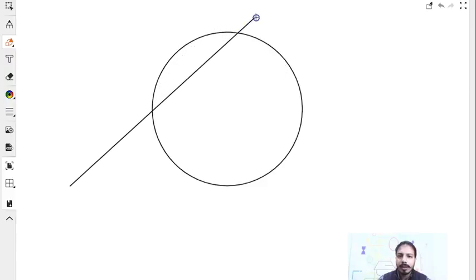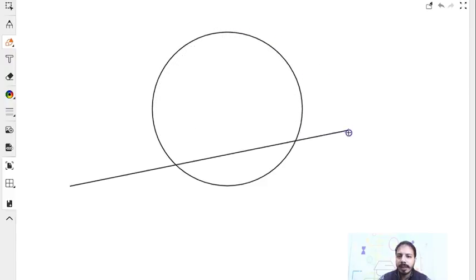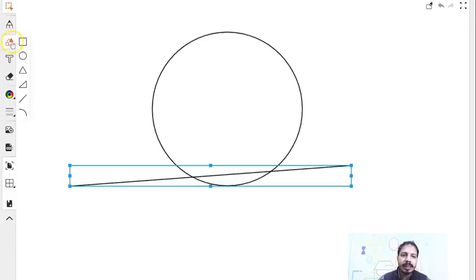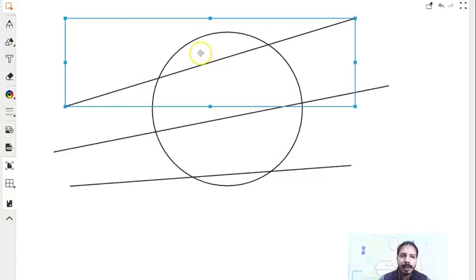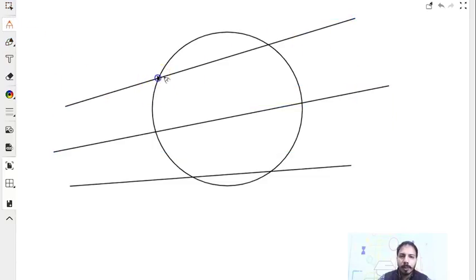See here, I can take the line anywhere. All of these are secants. That means secant is when a line cuts a circle at 2 points. So at this point and this point, right? So these are all secants.